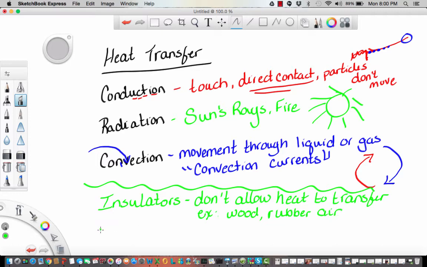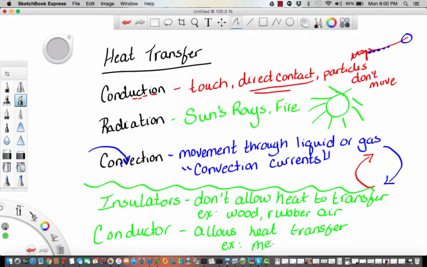A conductor allows heat to pass through. It's going to conduct the heat. It's going to allow it to go through. So this allows heat transfer. And your examples are metal, which is a great example.